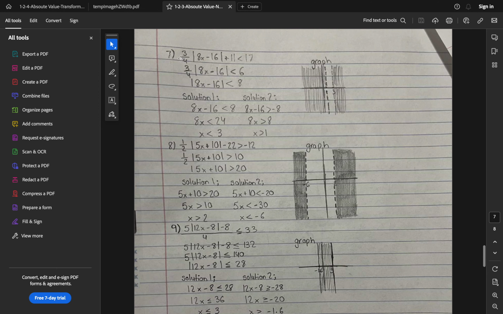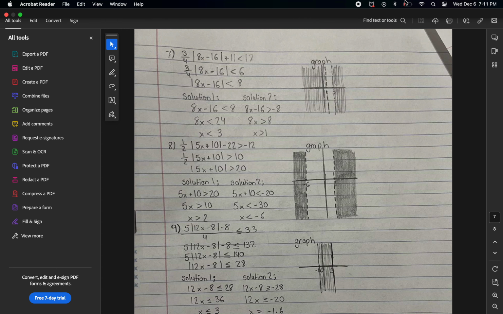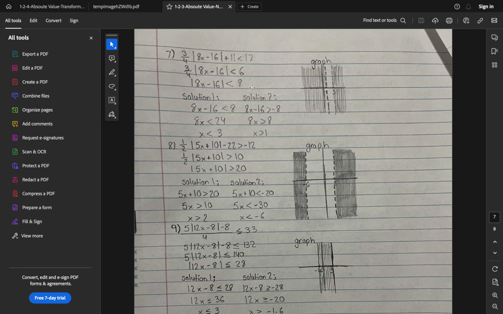Question number 7, we have 3 over 4 times the absolute value of 8x minus 16, plus 11, is less than 17. We isolate, so it becomes the absolute value of 8x minus 16 has to be less than 8. Both solutions are negative 8 and 8. Isolating for x, x has to be less than 3, and x has to be greater than 1, and that's shown in the graph here.